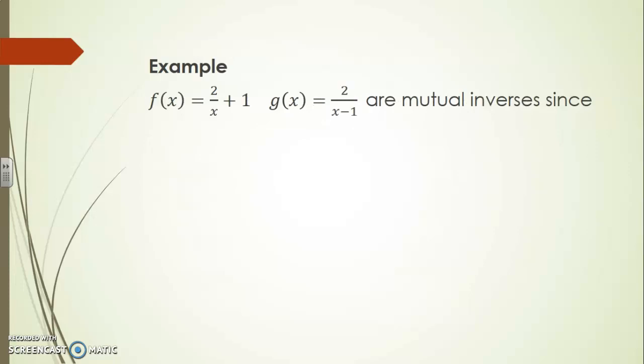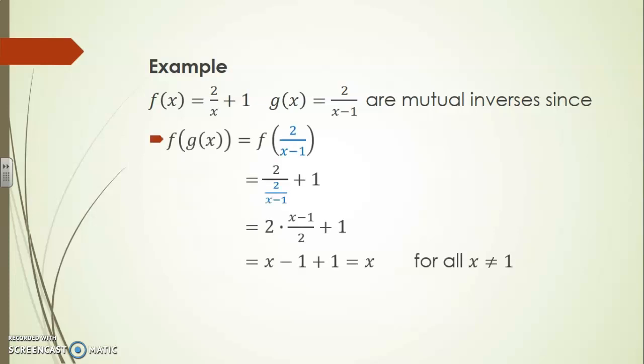For instance, if f is defined as 2 over x plus 1, and g is defined as 2 over x minus 1, we can show that these are mutual inverses, since computing g of x and using it as the argument within f, we'll notice that the outcome is x. Restrictions force us to avoid using an x of 1, otherwise g of x would be undefined. Along the way, we've used properties of fractions, and we've simplified whatever we could.